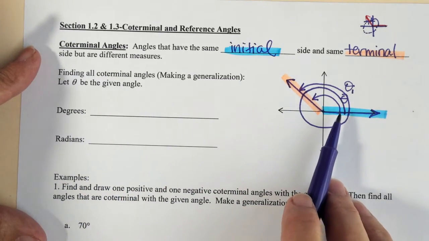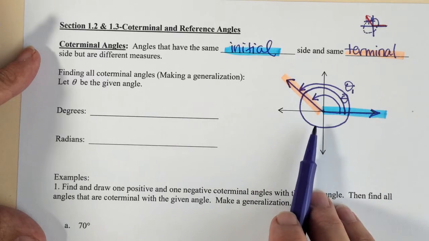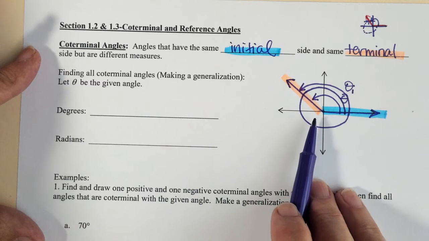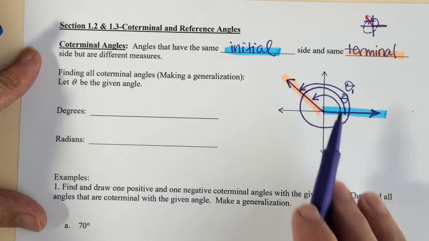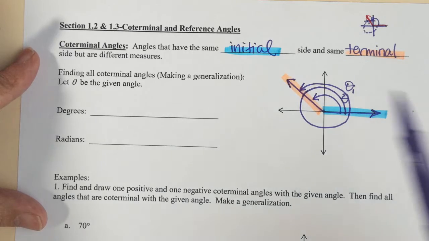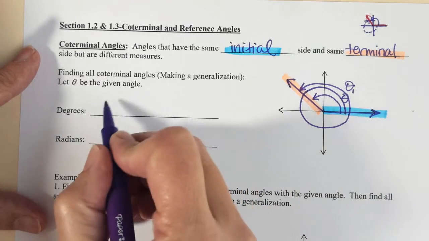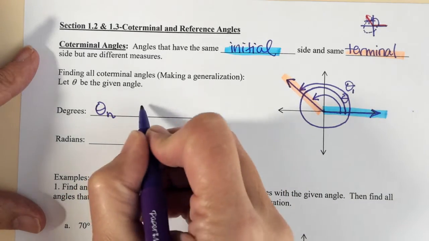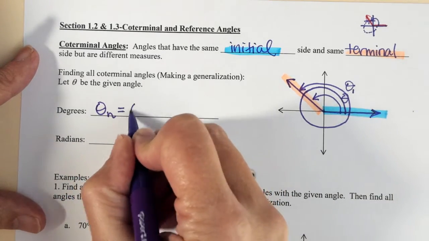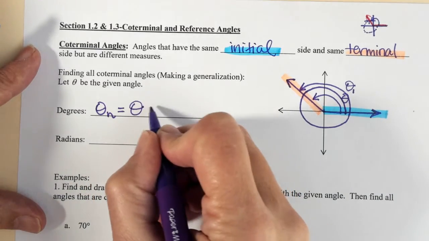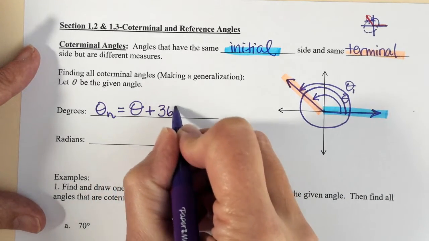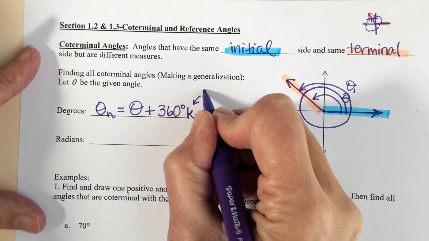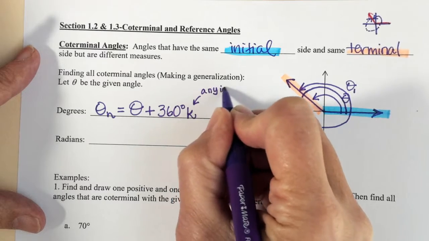In fact, I could create an infinite number of those kinds of things. I could go around twice instead of just once, adding 720 instead of just the 360. In fact, I could add any integer number of circles around. And so to show that in general terms, I have theta in general terms equals my original theta plus 360 degrees times k, so that k represents any integer.